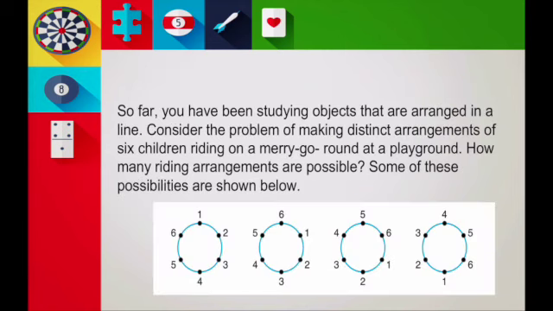All right, so far we've been studying objects that are arranged in a line. Consider the problem of making distinct arrangements of 6 children riding on a merry-go-round at a playground. So now we're in a circle, right? So we could have 1, 2, 3, 4, 5, 6, or we could have 6, 1, 2, 3, 4, 5, or 5, 6, 1, 2, 3, 4, etc.